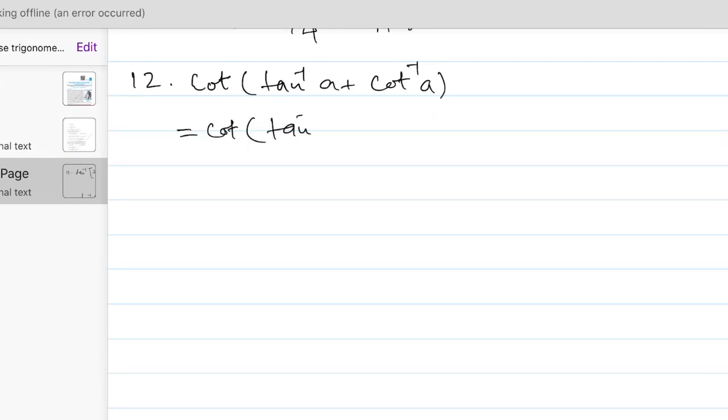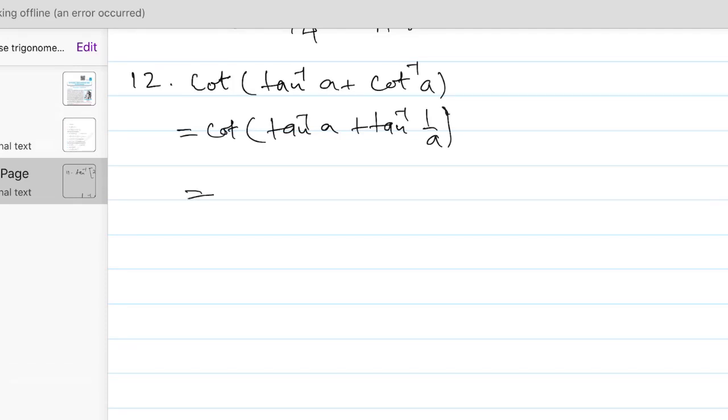Now comes the 12th question. 12th question is simplify again cot tan inverse a plus cot inverse a. From property number 1 we have 1 by tan inverse a is equal to cot inverse a. So second expression will become tan inverse 1 by a.